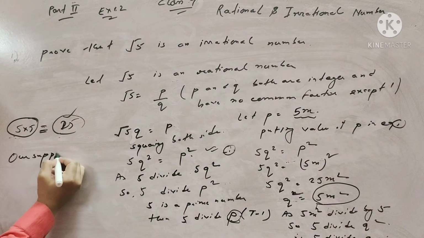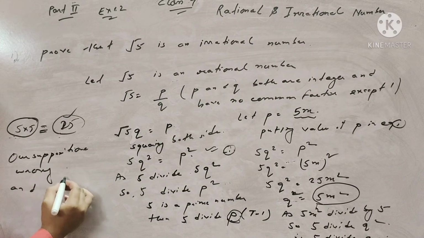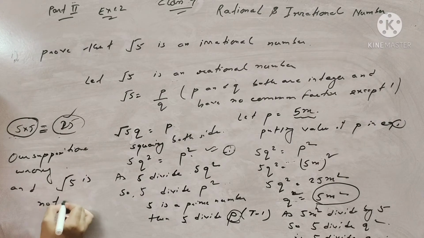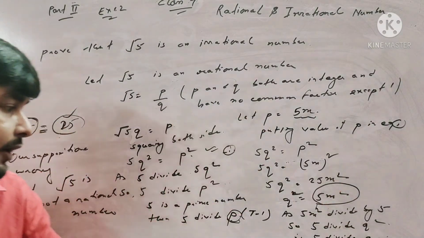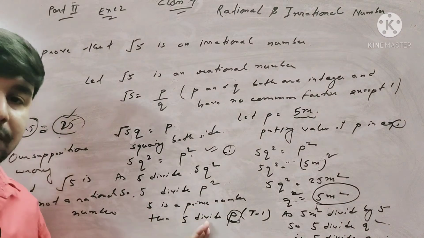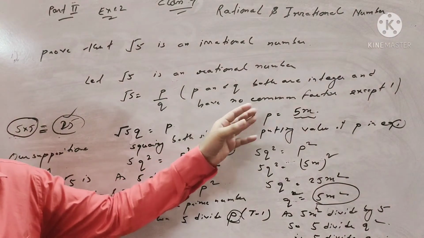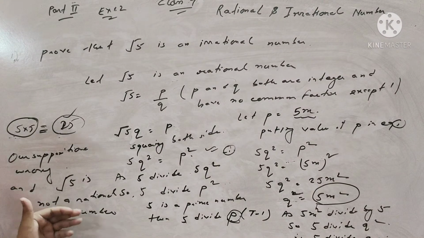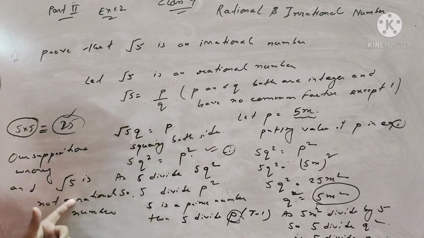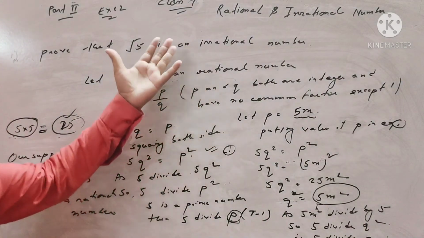Our supposition is wrong, and root 5 is not a rational number, because we know that in any rational number, the integers have no common factor, but we find here that p and q have the same common factor 5. In a rational number there is no common factor except 1. So our supposition is wrong, and root 5 is not a rational number. When root 5 is not a rational number, that means what? Root 5 is an irrational number. Okay, this is our proof.